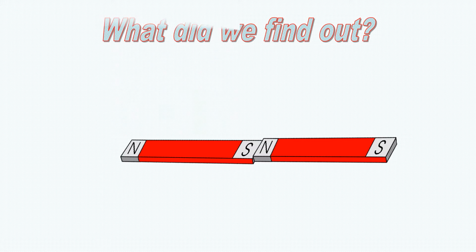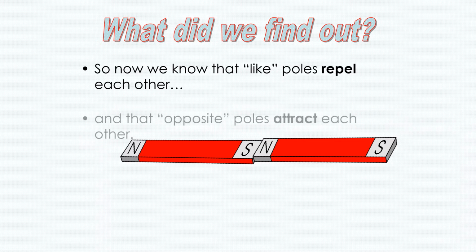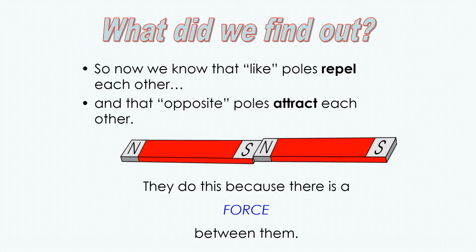Here, what did we find out after all these properties and characteristics that we studied? So now we know that like poles repel each other and that opposite poles attract each other. They do this because there is a force between them, and we talked about this force earlier. We learned that there is a magnetic force, which is pulling and pushing the magnets away and towards each other.